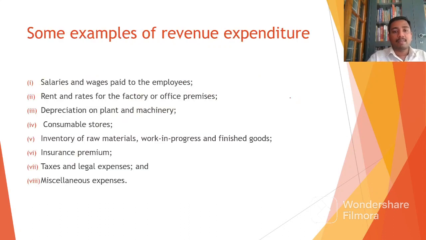Now let's see some examples of revenue expenditure: salaries, wages, rent, depreciation, payment for raw materials, insurance premium. So basically you should think about how much time period you will get the benefit from. If the benefit is received only for a short time period, it will be classified as revenue expenditure, and if it is for a long time period, it will be classified as capital expenditure.